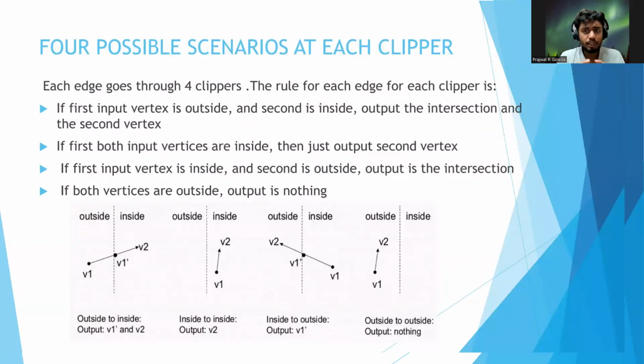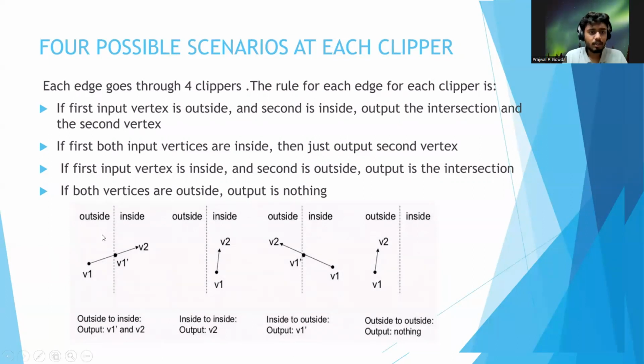The rule for each edge for each clipper is: if the first input vertex is outside and the second is inside, output the intersection and the second vertex. If both input vertices are inside, then just output the second vertex. If the first input vertex is inside and the second is outside, output the intersection. If both vertices are outside, output nothing.